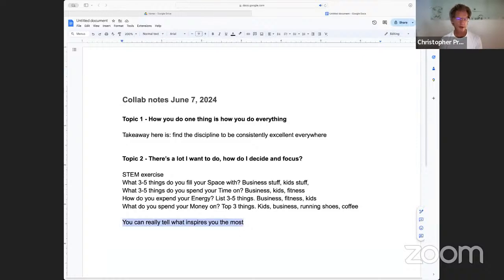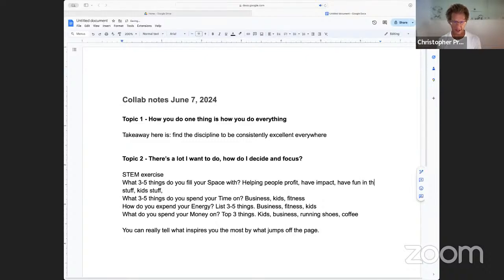So you can tell what inspires you the most by what jumps off the page, and you can say no. I won't read it if you don't want me to. When you look at mine, what jumps off the page? My business. If I didn't write business, what I would write here is helping people profit, have impact, and have fun in their business.